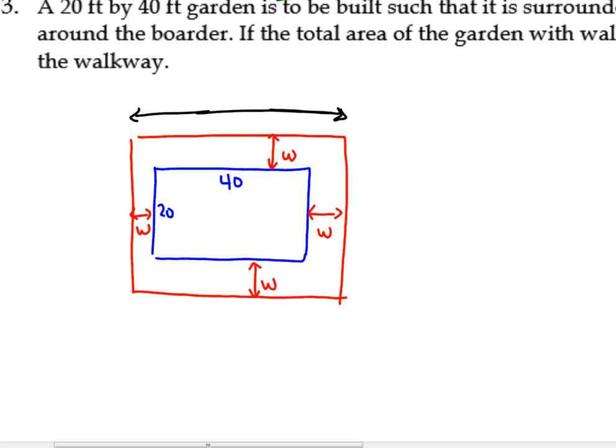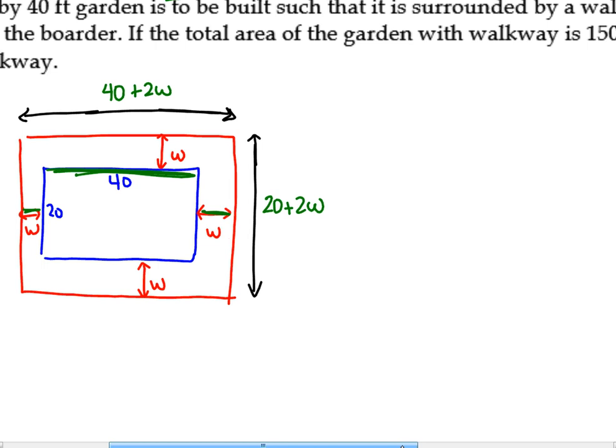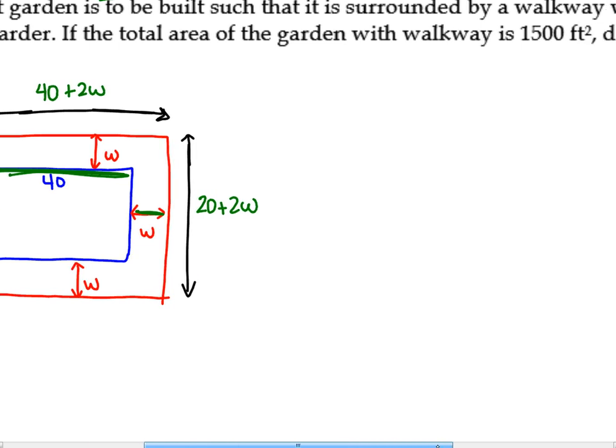I think I heard it. No? No? Do we know the value of W? No. We do know that this here is 40. Just this much is 40. So it's 40 plus what? 2W. There's 2 W's plus 1 W here on this side and 1 W here. Okay, so 40 plus 2W. This dimension right here, how much is that? 20 plus 2W. Okay. So it says total area with walkway is 1,500 feet squared.